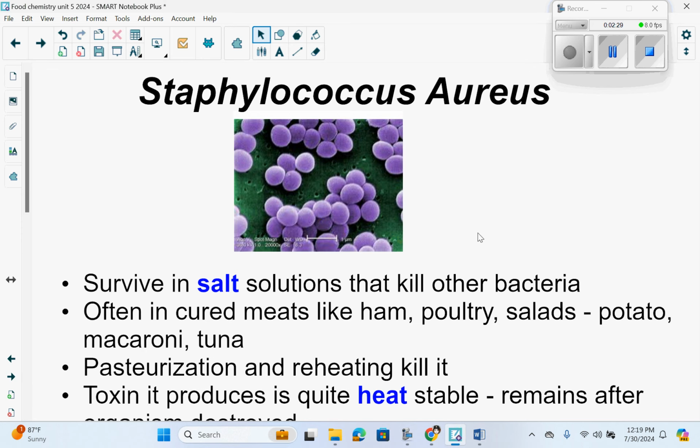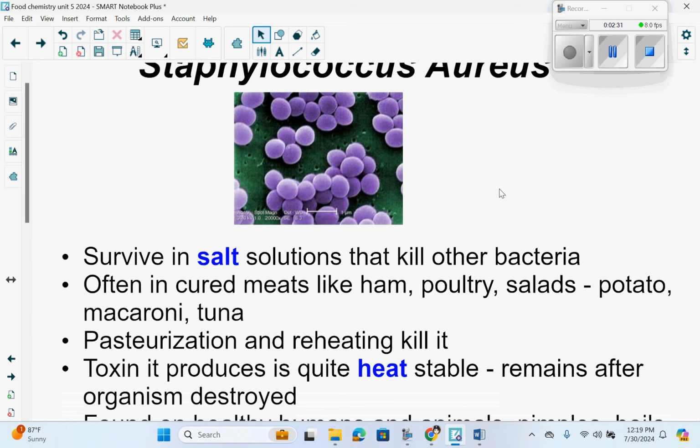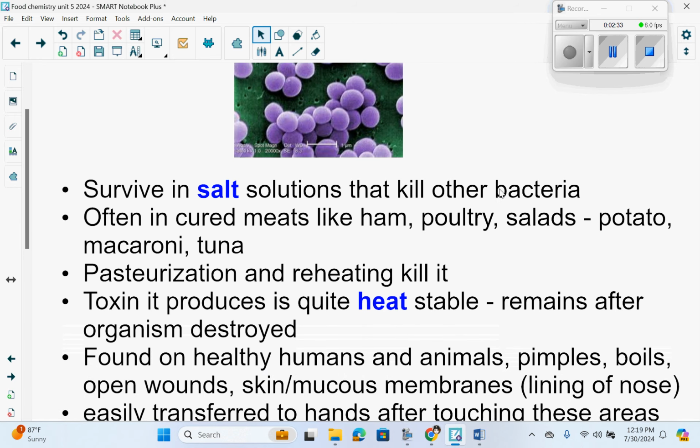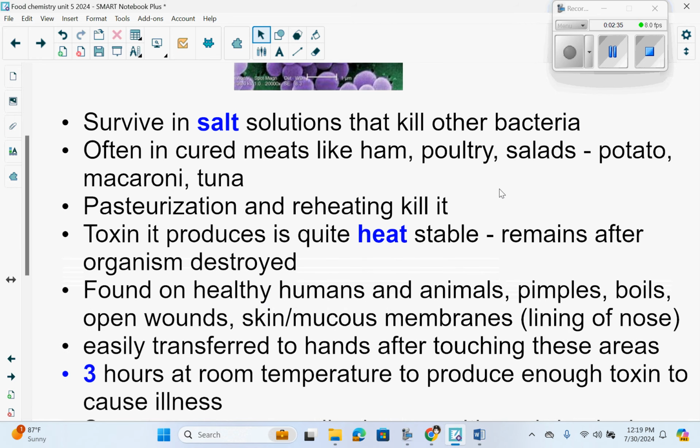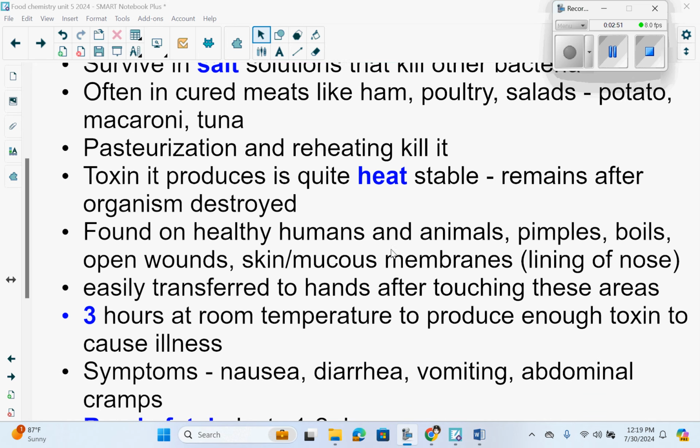Staphylococcus aureus. These survive in salt solutions that kill other bacteria. So these are often in cured meats like ham, poultry, salads like potato, macaroni, and tuna. Pasteurization and reheating kill it. The toxin it produces is quite heat stable. It remains after the organism is destroyed.